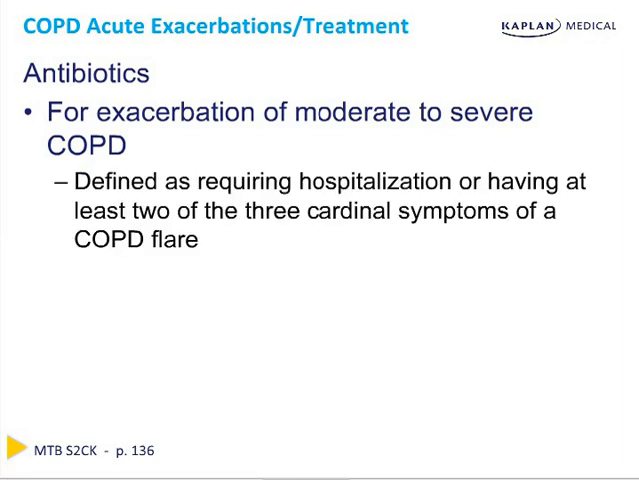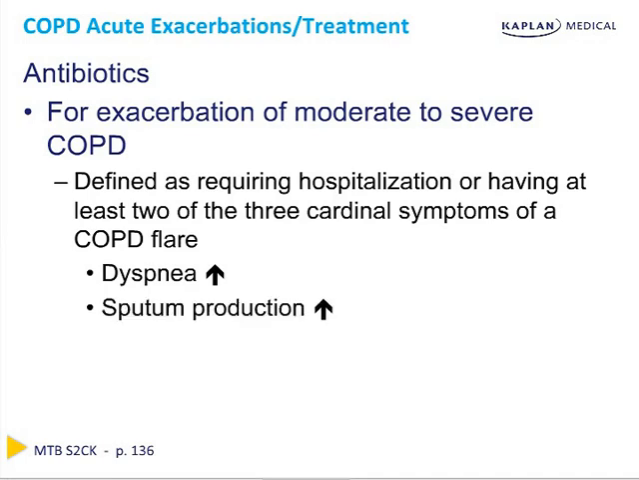In a patient with a moderate to severe COPD flare, antibiotics are indicated. We define a moderate to severe COPD flare as the following: requiring hospitalization or having at least 2 of the 3 cardinal symptoms of a COPD flare. These include dyspnea that's increased from the patient's baseline, sputum production increased from the patient's baseline, or a change in the sputum purulence from the patient's baseline. So for example, the patient might make clear sputum on an everyday basis, but for the few days prior to their COPD flare, they started making green or brown colored sputum. That would change the sputum purulence and would count as one of the cardinal symptoms of a COPD flare.